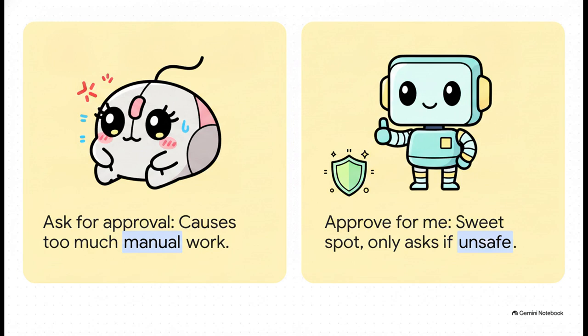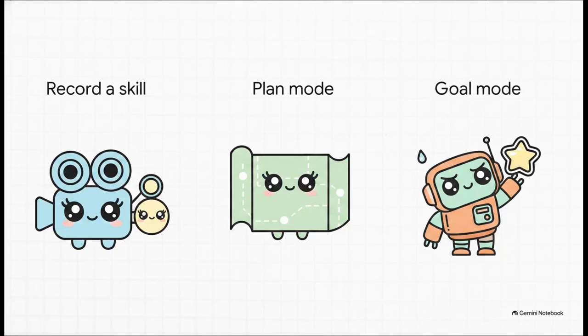But managing that power is totally crucial. Inside the desktop app, you have different permission levels. If you set it to ask for approval, you're kind of defeating the whole purpose, right? The AI is just going to constantly pause and beg you to click yes for every tiny little step. But if you give it totally unrestricted access, well, it can touch anything. So the source strongly recommends the approve for me setting. This is the absolute sweet spot. It runs tasks totally autonomously, but it's smart enough to hit the brakes and ask for permission if it detects anything potentially unsafe.